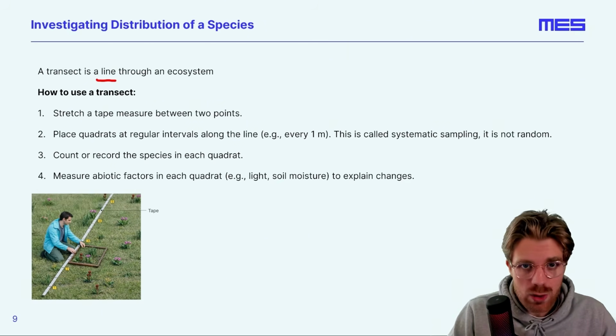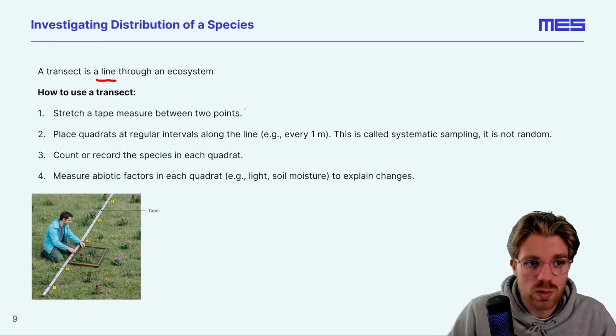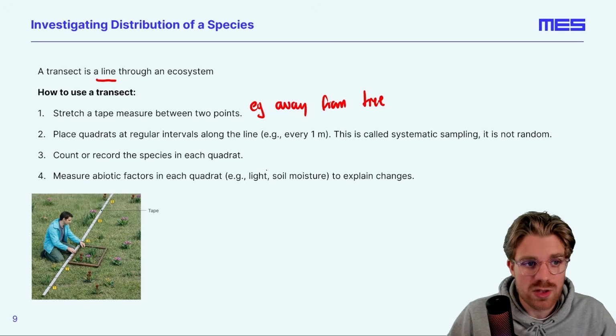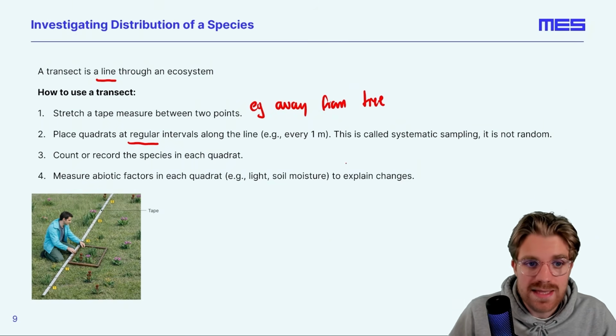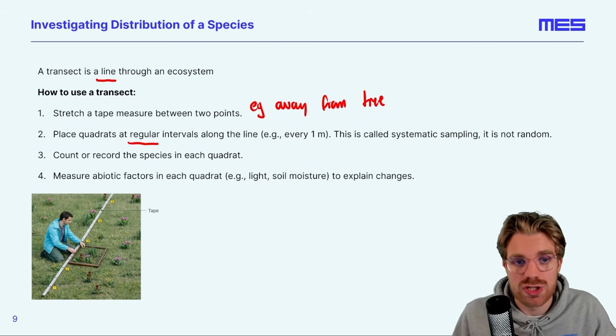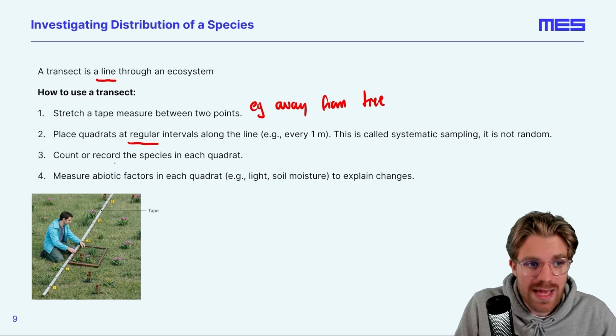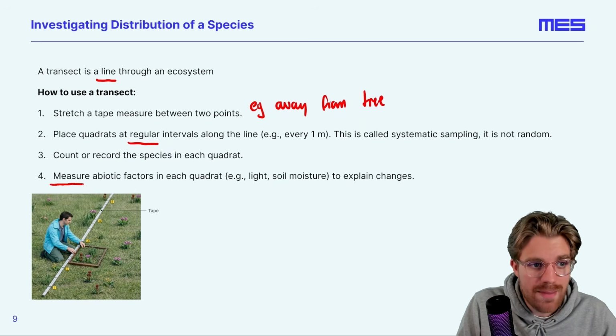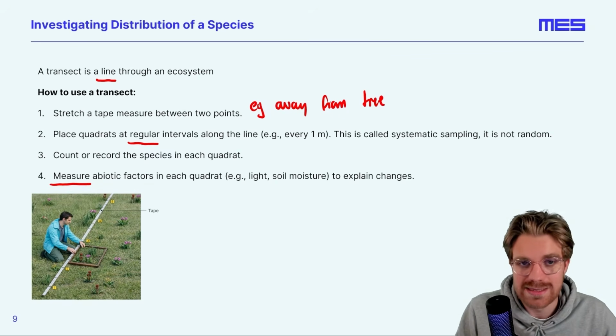How do we use a transect? First, we are going to stretch a tape measure between 2 points. Now, these 2 points will be away from an abiotic factor. So, for example, away from a tree. We're going to place the quadrats at regular intervals along the line, for example, every 1 meter. This is systematic sampling. This is not random. We are not placing the quadrat at random positions along the transect. We are going to count or record the species within each quadrat, and we are also going to measure the abiotic factor, for example, the light intensity.